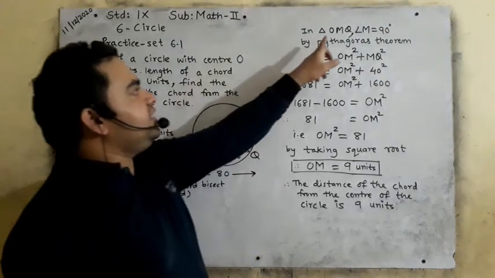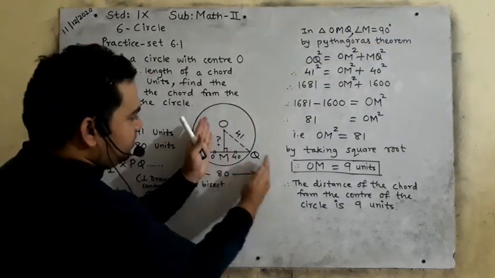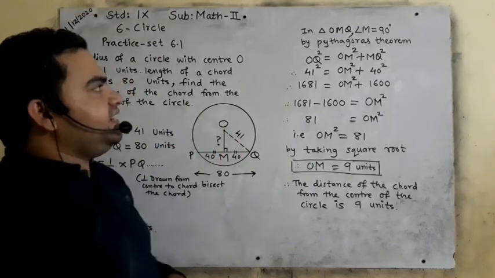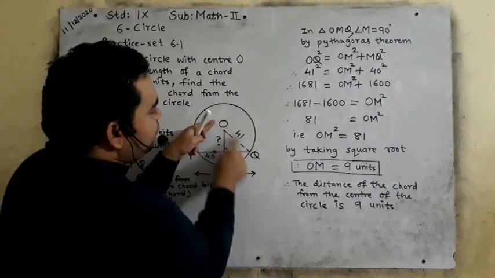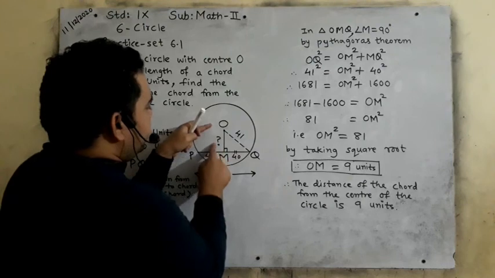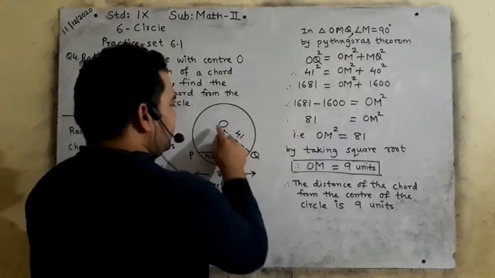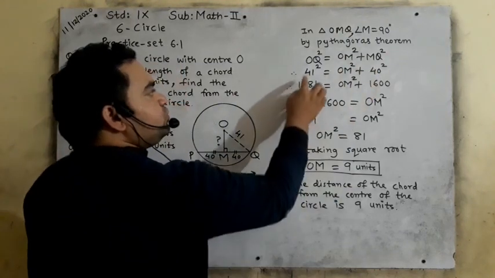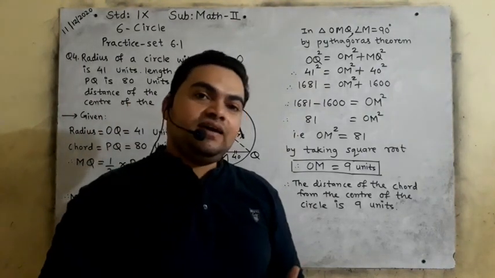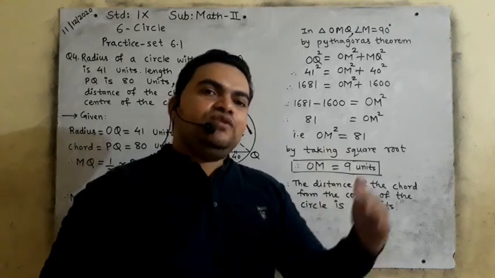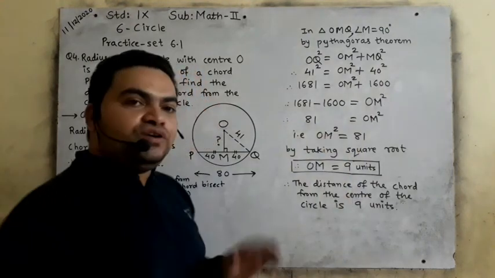So in triangle OMQ, angle M is equal to 90 degrees. See, we will utilize this triangle OMQ. Angle M is 90 degrees. So by the Pythagoras theorem, we will say hypotenuse OQ, hypotenuse square is equal to side 1 OM square plus MQ square. OQ is 41 square, OM as it is, we have to find, MQ is 40 square. So 41 square is how much? 41 multiplied by 41, the answer will be 1681. OM as it is, 40 square, 40 multiplied by 40.